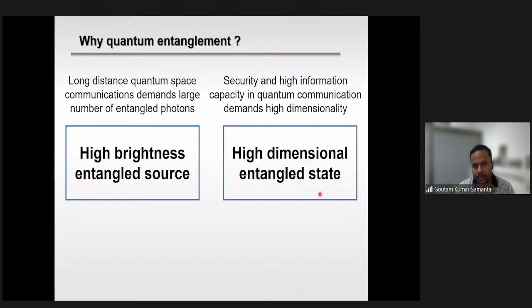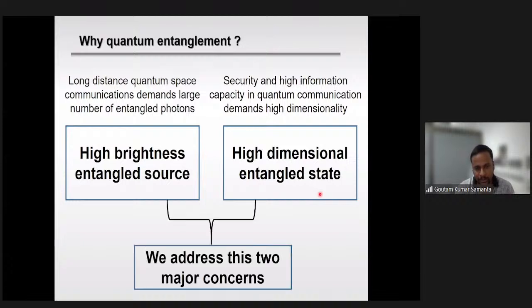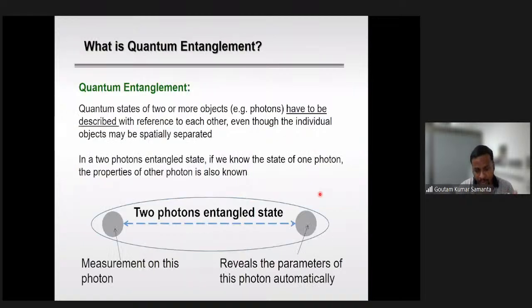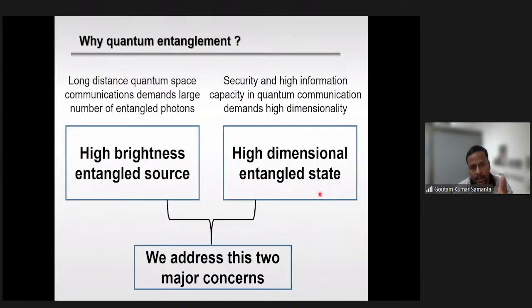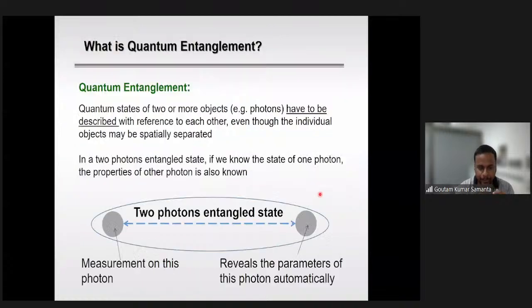So where you need to really create the entangled state in higher dimension. So these are the two things we are just addressing in PRL, and there we are also implementing it for quantum communication. So mostly I'll just talk about the high brightness and the high dimensional entangled state, perhaps some other day. So entanglement, you have already heard, so I'll not go into the details.